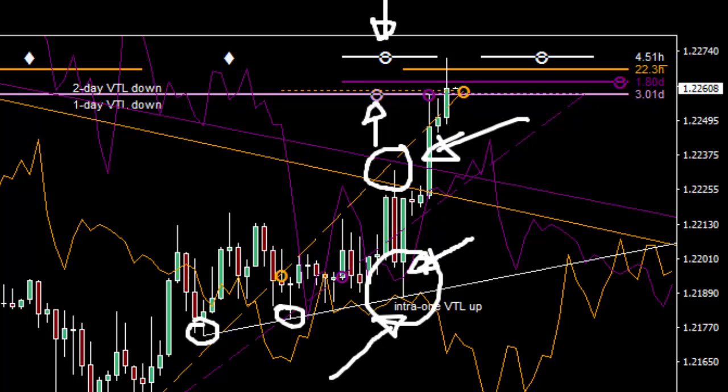I hope you're seeing how these Hurst cycle lines aren't just scribbles on your chart. They provide you with really useful, almost like roadmaps in terms of what's happening.